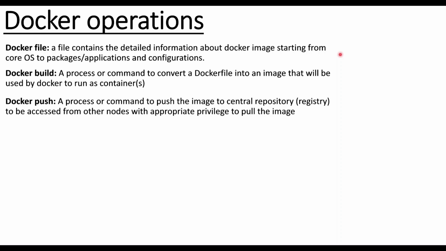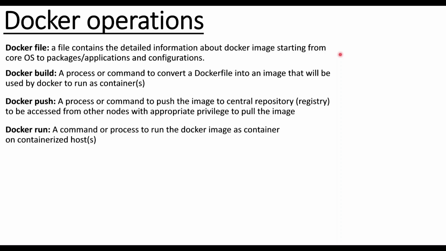Then the Docker push operations. By default, when the images are built, these images are locally stored on the dev system. Now, in order to make it accessible to other environments and other operators, we need to push these images to the Docker Hub registry so that it can be shared among the multiple environments with appropriate privilege to pull the images.